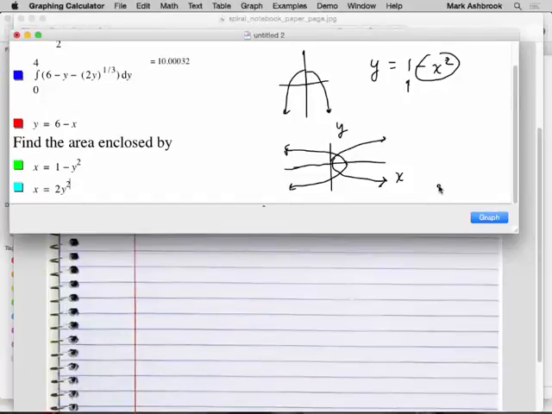Notice what's missing here. It says find the area enclosed by these two curves. What's not involved? The x-axis and y-axis are not involved. Therefore, neither the x-axis nor the y-axis should be boundaries of your region. Only these two curves. So do you see the region?